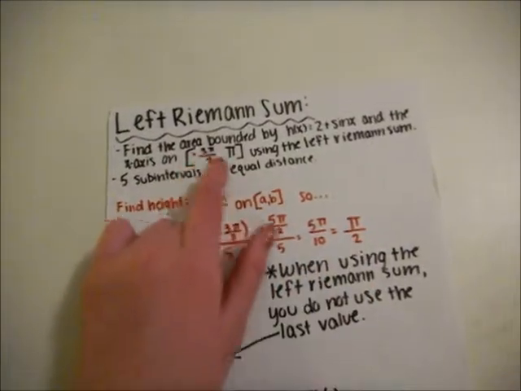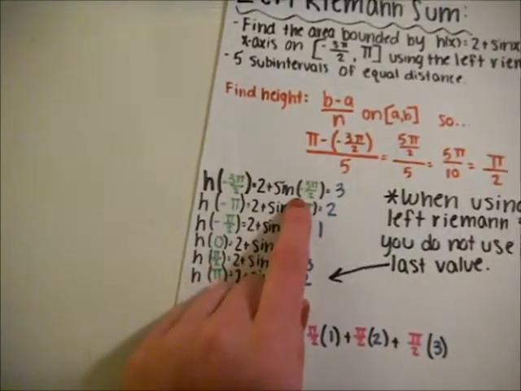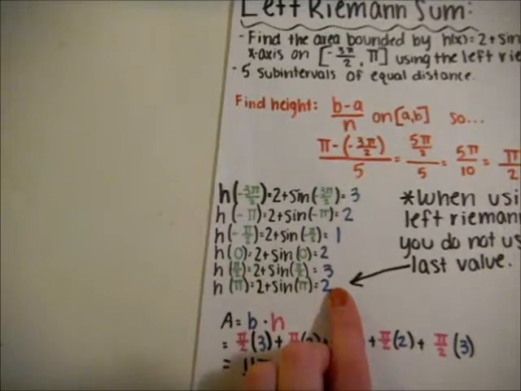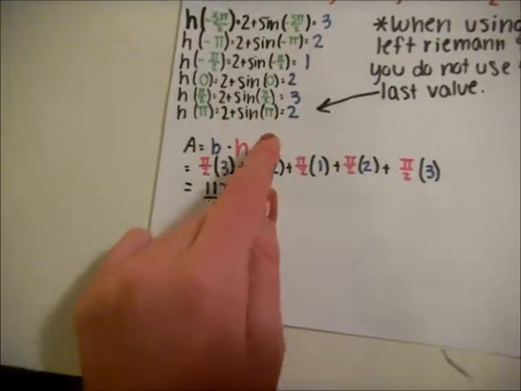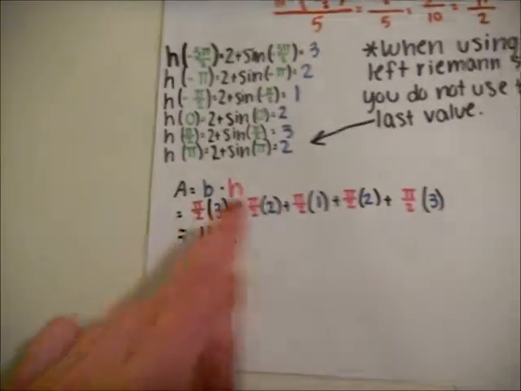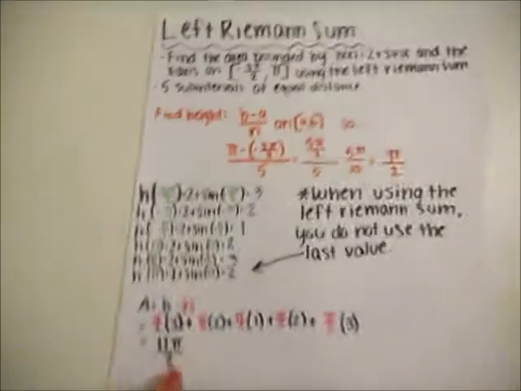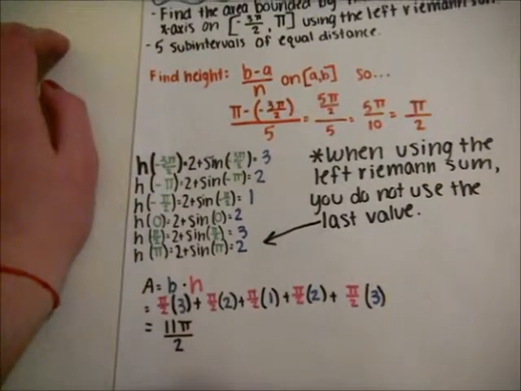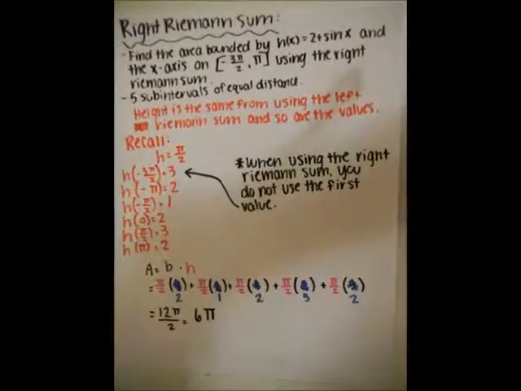So figuring out your different height values, you plug them into the equation and get your base values. So when you plug your height, which is pi over 2, and your base values into the equation and add them up, you get 11 pi over 2. But notice, since we're using the left Riemann sum, you do not use the last value.